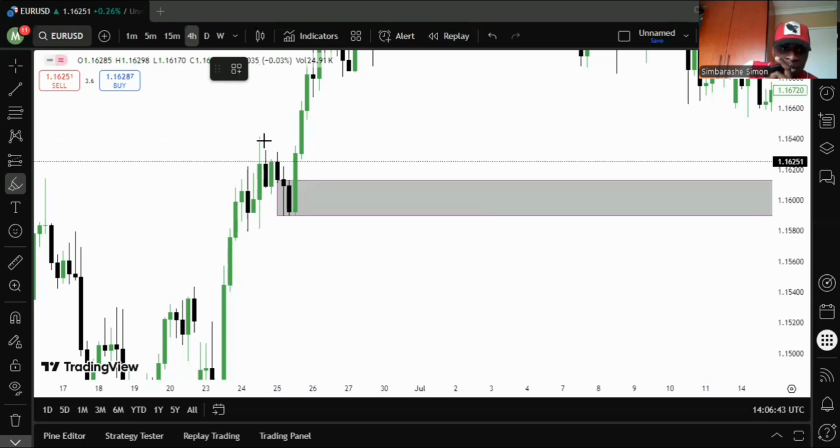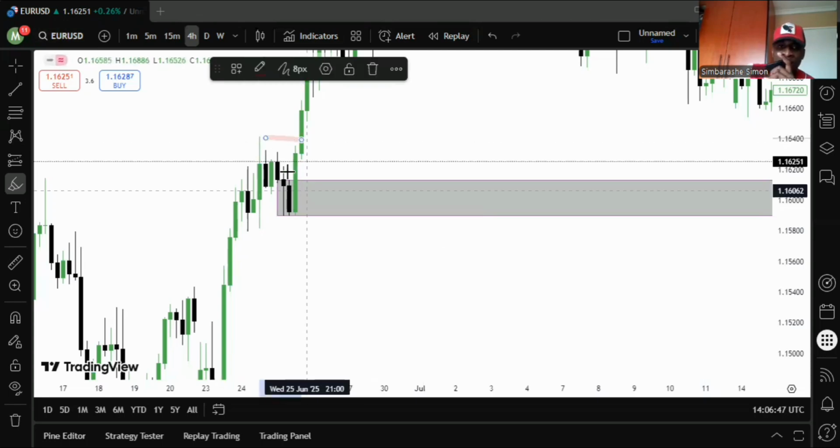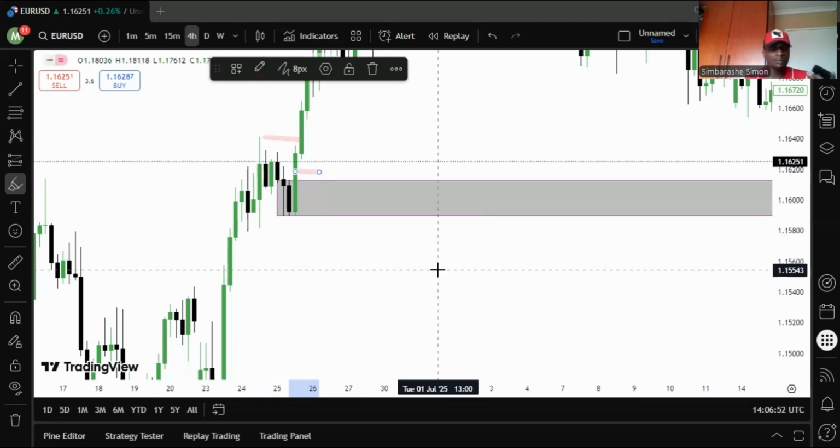Here we break structure. That's the first thing we have done. We break structure. Then again, we left a gap here. So that's a good supply zone.